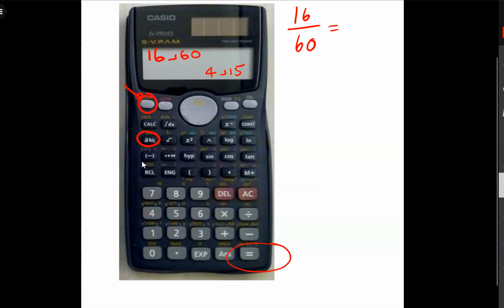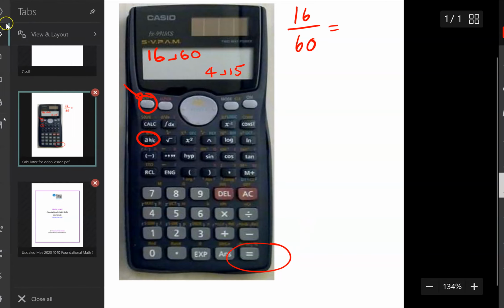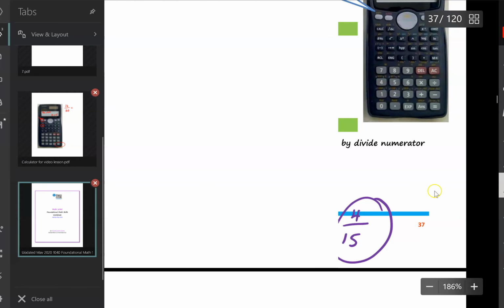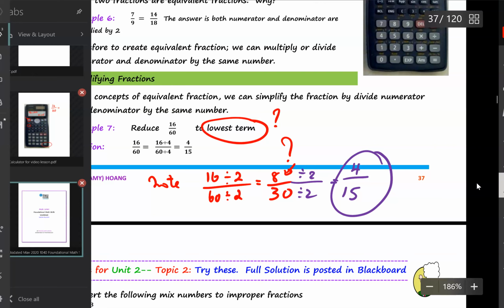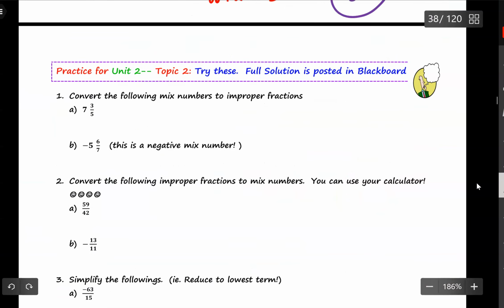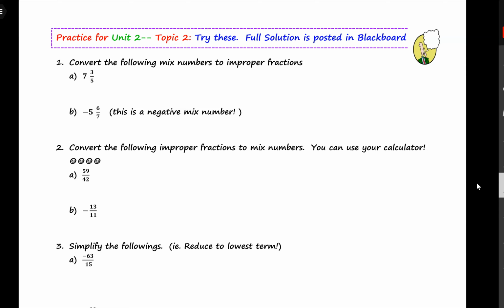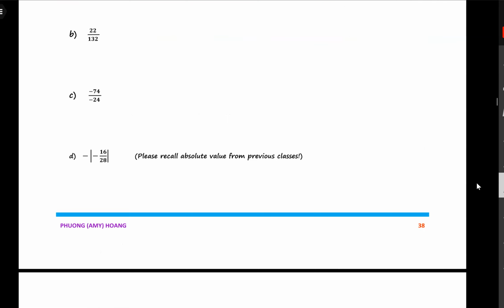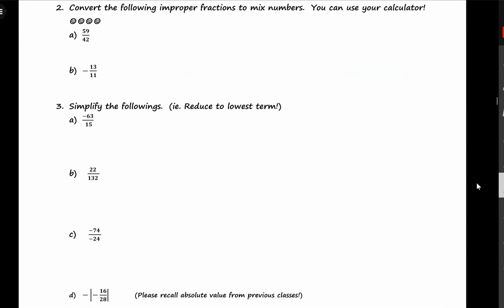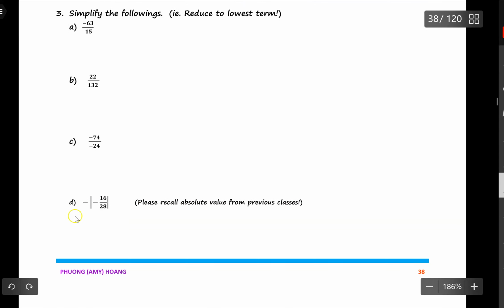All right. So that's the process of reducing a fraction to its lowest term. Again, we have quite a few exercises for everyone to work on, and I believe I already have the solution posted online. I would like to go over one question here for everyone. On page 38, I would like to go over number d because it involves fractions. Let's quickly go over that.